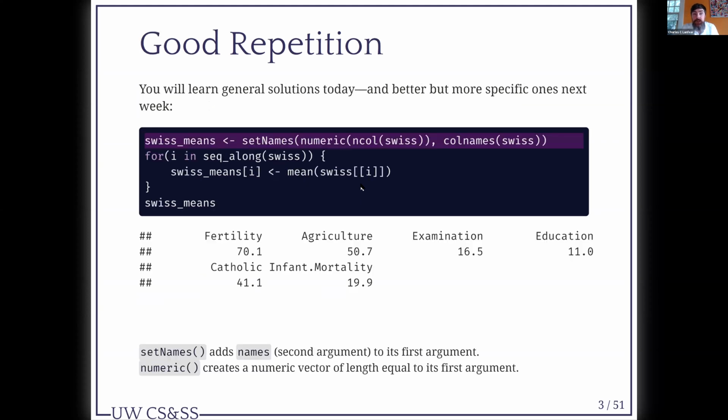Good repetition is making the computer do repetitive tasks for you, because computers are, by their nature, far better at repetitive tasks than we are. So what you're going to learn today are what I call general solutions for repetitive tasks. And then you're going to learn better ones, but which are usually somewhat more specific, next week. Better ones also being writing functions to accomplish things.